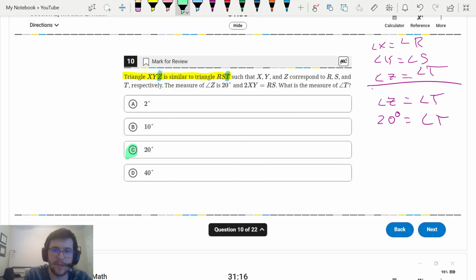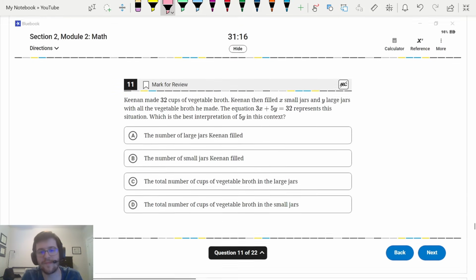That's it. You don't have to draw a picture. You don't have to do anything. This right here is a red herring. It's telling you the proportion of the sides, but they're not asking about the sides. They're asking about the angle. So you don't care about the sides, and you could just ignore that. I've seen questions like this before on the paper SAT. In particular, this is pretty much exactly a question from the October 2020 exam. Anyway, so 10 is C.